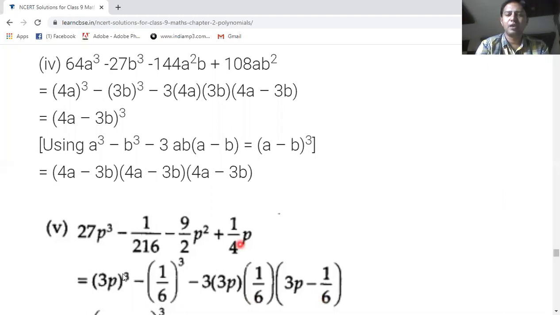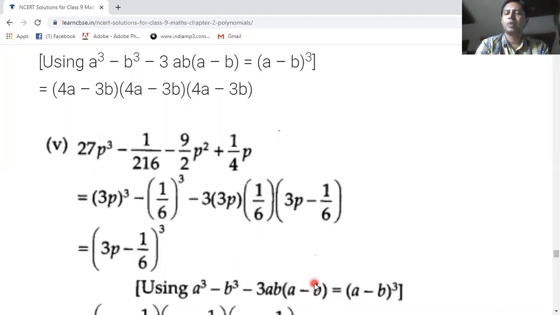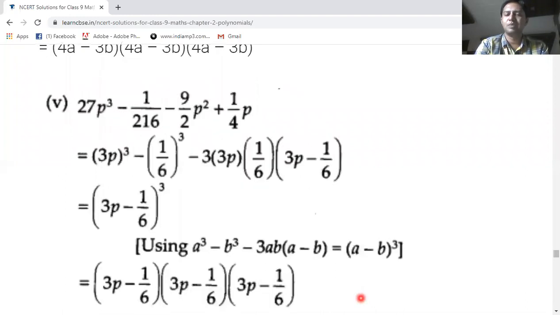So we have a cube minus b cube minus 3ab(a minus b). A cube minus b cube minus 3ab(a minus b) is nothing but (a minus b) whole cube. That is (3p minus 1 by 6) whole cube, using the identity. We'll write it in 3 different brackets. In factorized form, it will be (3p minus 1 by 6), (3p minus 1 by 6), and (3p minus 1 by 6) in 3 different brackets. So the answer is (3p minus 1 by 6) whole cube.